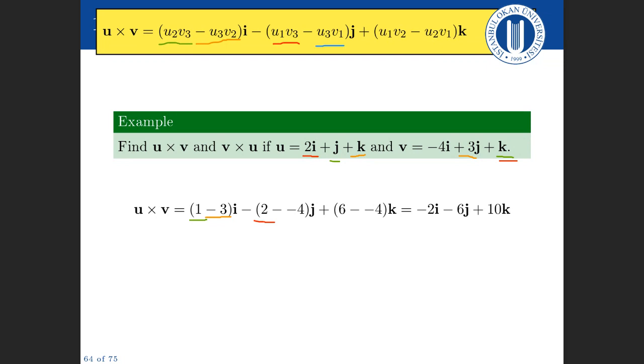Minus U3 V1. U3 is 1 and V1 is minus 4. 1 multiplied by minus 4, we have minus 4, and so on. I'll leave the rest of this calculation for you to check. As soon as we know U cross V, then we can write down V cross U straight away, because V cross U is minus U cross V.